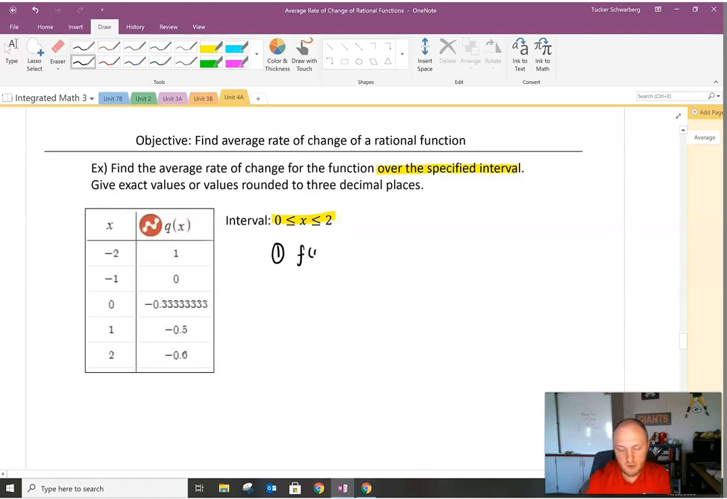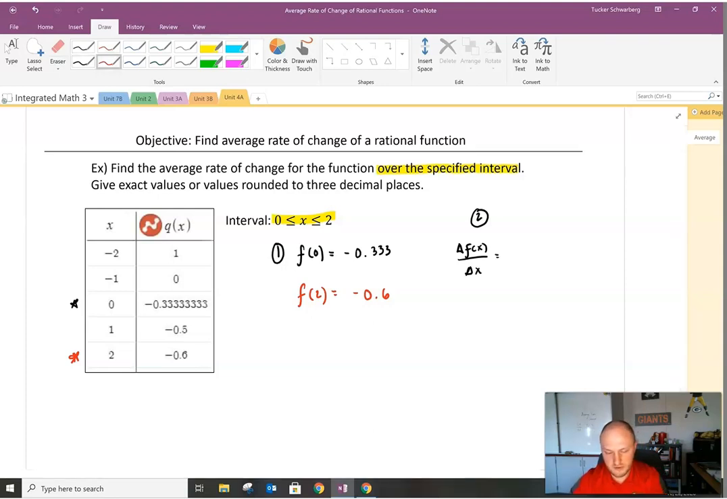I can go ahead and say, okay, what is f of 0? Well, 0 for my x values are located here. So it is approximately -0.333. Okay, then what is f of 2? Well, let me change colors here just to make sure this is really obvious. F of 2, well, my x value 2 is right here. So what's the output? -0.6.